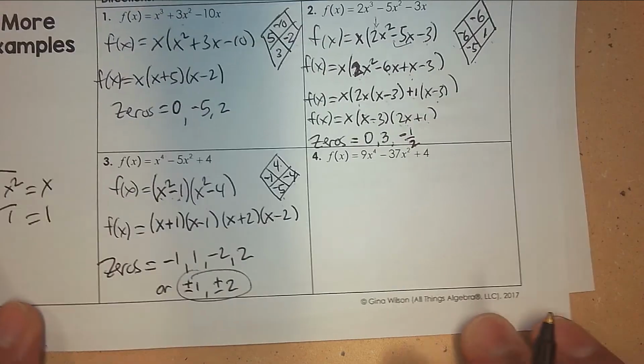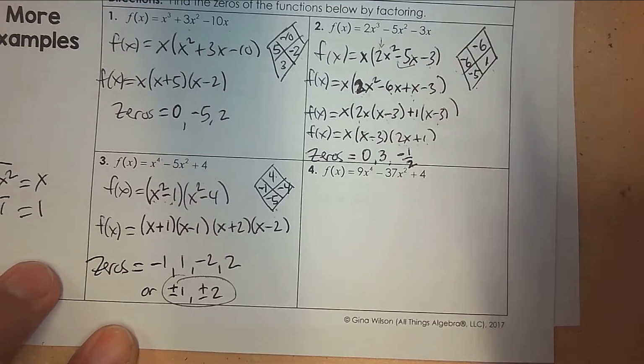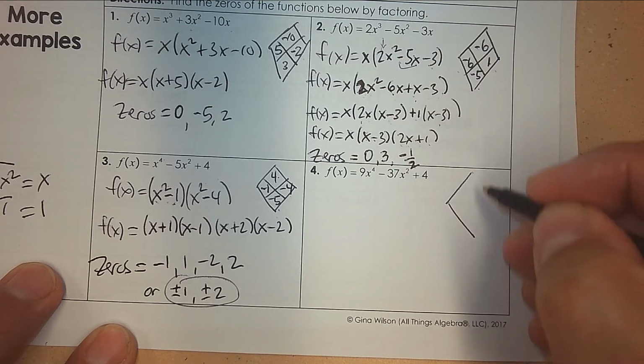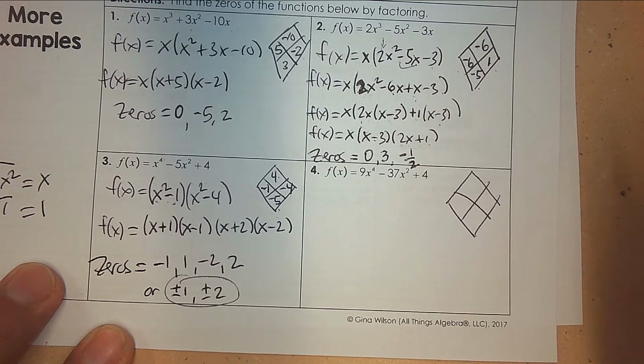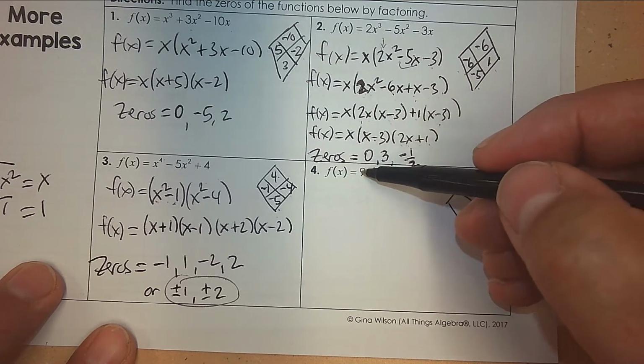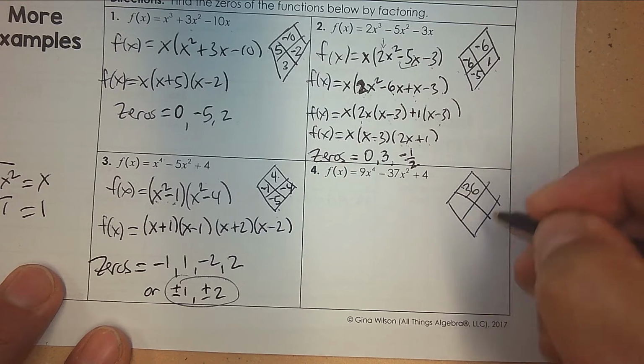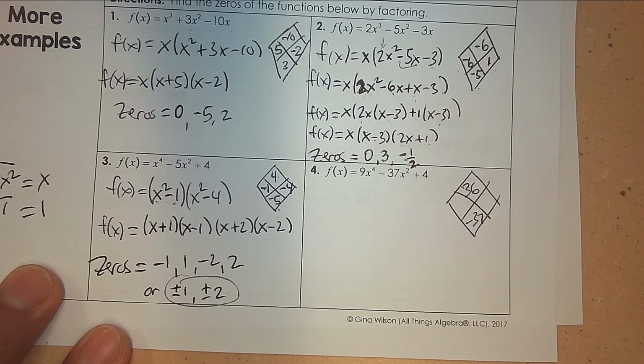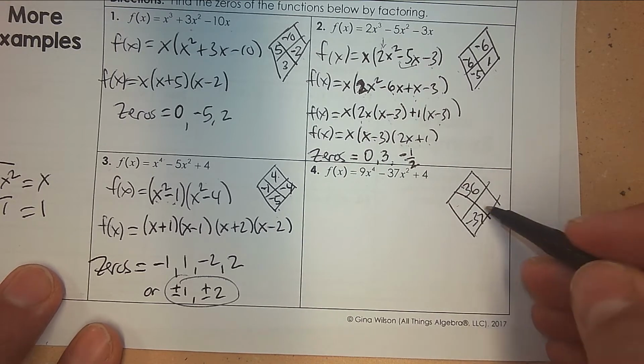4. Can we factor it? Again, it's a trinomial, so I'm going to start with the trinomial. It's not a simple trinomial, so I'm going to go 9 times 4, which is 36. Negative 37 goes underneath. I need to find the two numbers that match here.